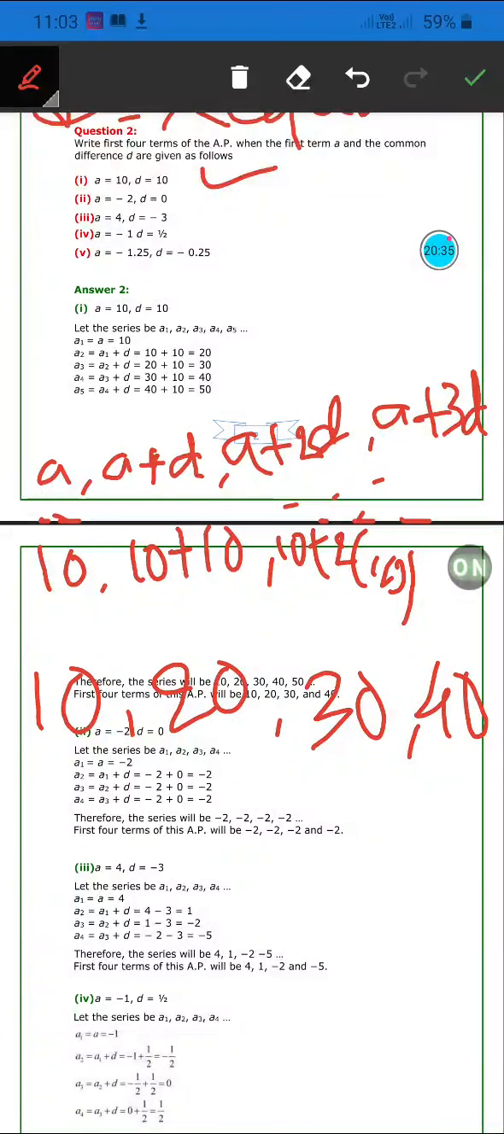So go through the second question. a equal to minus 2, d equal to 0. So observe the second answer. a equal to minus 2, d equal to 0. So a1 is minus 2, a2.